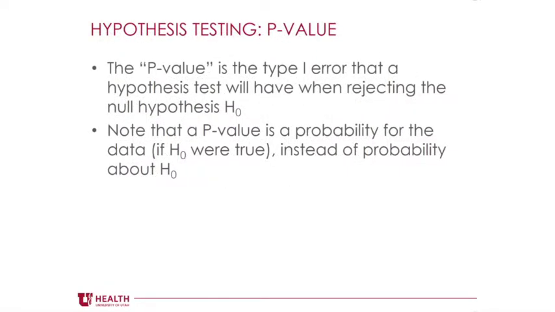P-values. In hypothesis tests, you usually see p-values. What is a p-value? In statistics, the p-value is the type 1 error that a hypothesis test will have when rejecting the null hypothesis H0. Note that a p-value is the probability for the data as if H0 were true, instead of the probability about the hypothesis itself.